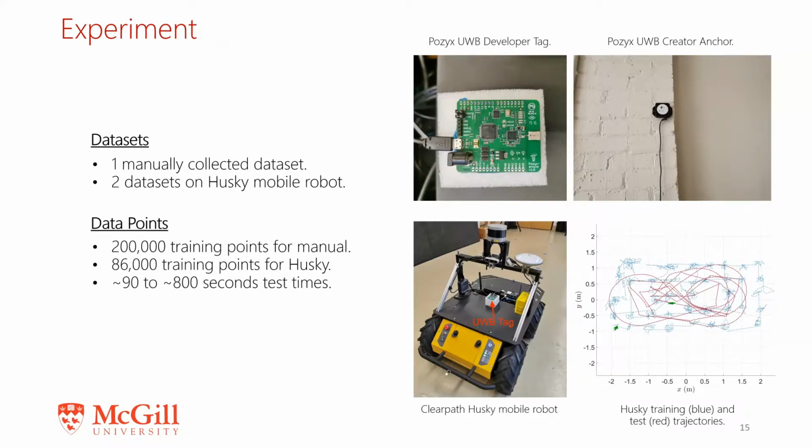The manual dataset and the Husky datasets each had their own training sets to validate the approach. The manual dataset collected up to 200,000 training points, whereas the Husky one collected up to 86,000. The 3 tests that were run ranged from 90 to 800 seconds.